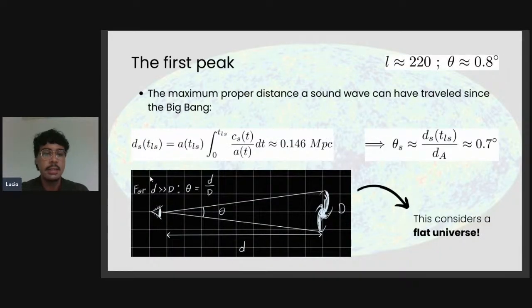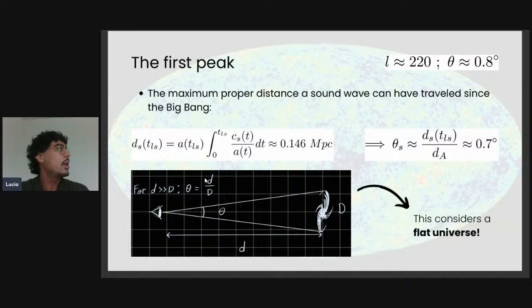And this sound horizon distance at the time of last scattering is just the horizon distance, but instead of the light speed, you use the sound speed in this plasma. So it is the maximum distance a sound wave could have traveled until the time of last scattering. And when we calculate this, the distance is a proper distance, so we have to integrate it based on the evolution of the scale factor, a. We have this distance of the sound horizon, and we convert it into an angular size using this formula that is just this.